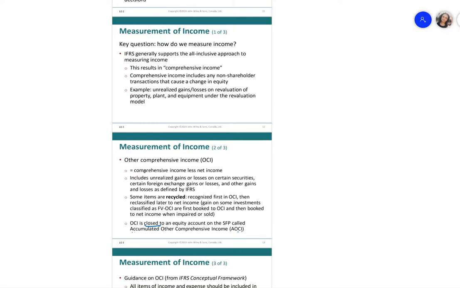So when we think of other comprehensive income, what is it made out of? It includes unrealized gains or losses on certain securities, or foreign exchange gains and losses. So if your company is dealing with foreign exchange gains and losses, those are unrealized, and other comprehensive income deals with the unrealized gains and losses. Also, we could have a gain or loss on the fair value OCI investment.